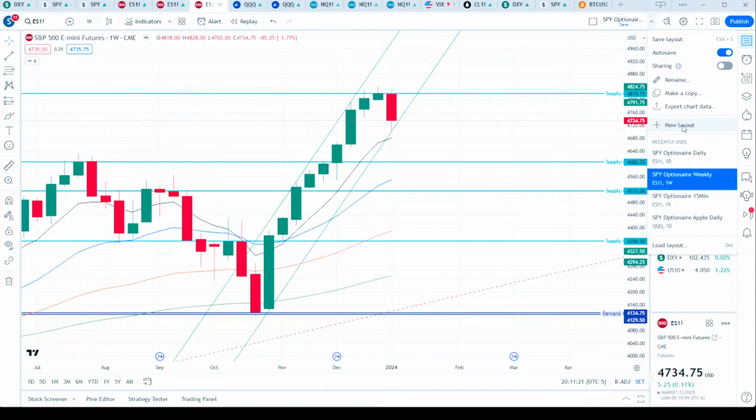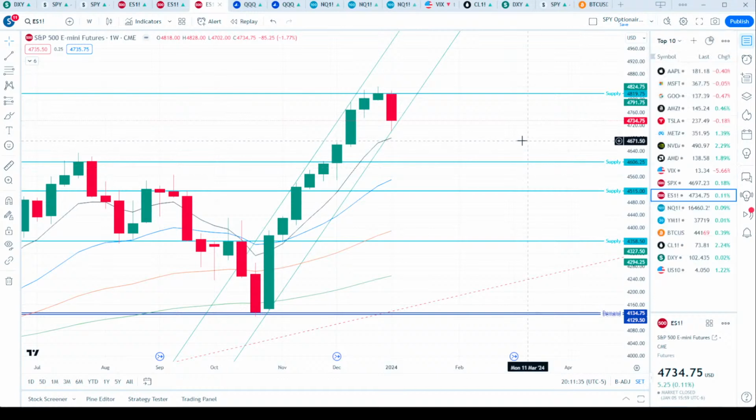So this is important too when you're mobile trading. If you're on your phone, you will be able to choose different layouts. So you can go on your phone, you can go right here, it says load layout, and then you click that and you'll be able to pick a different layout.